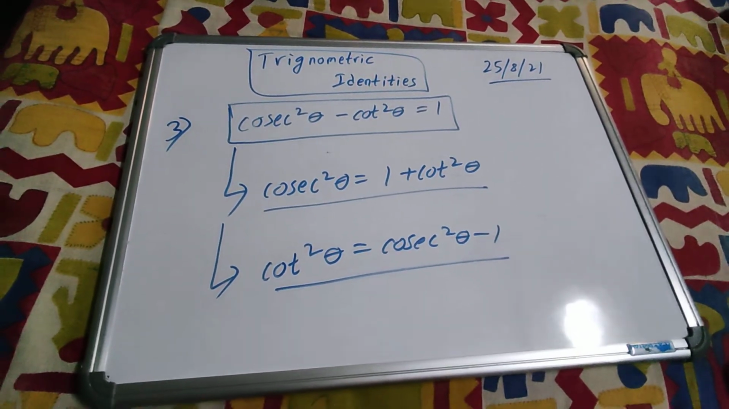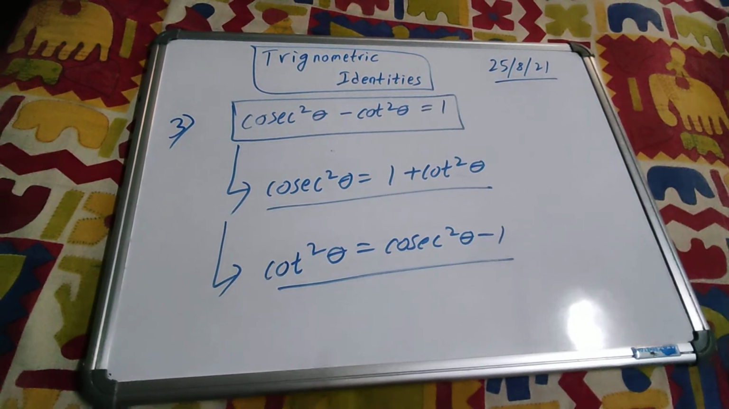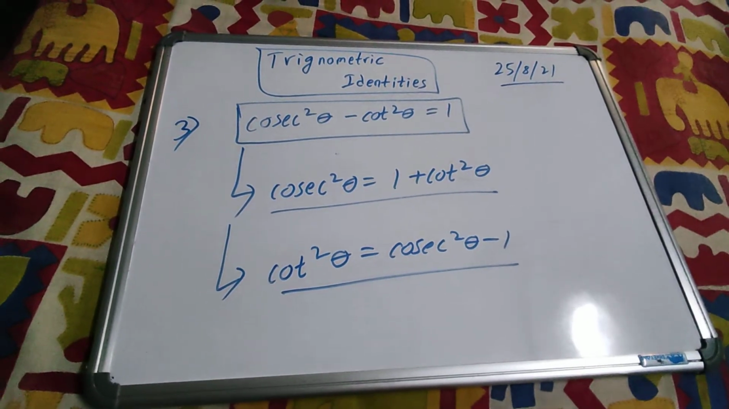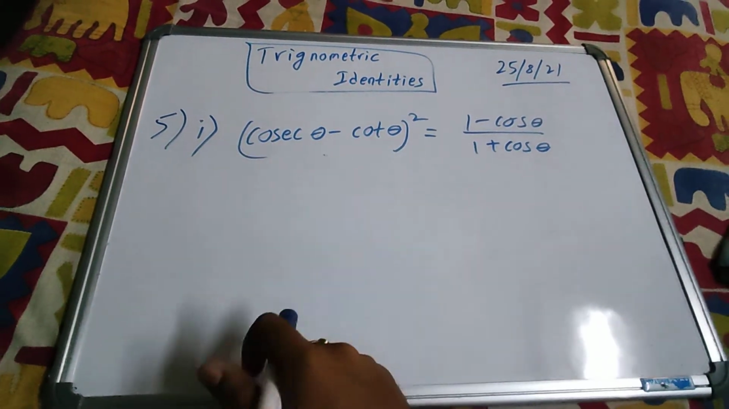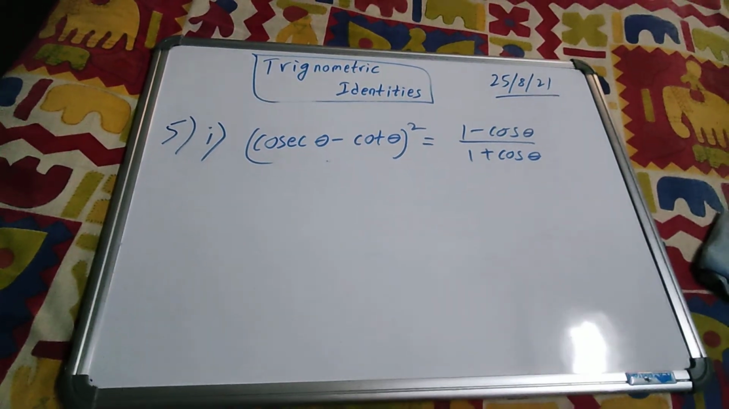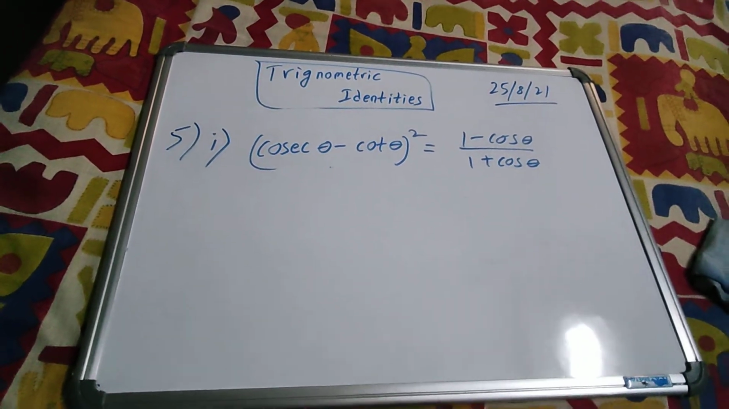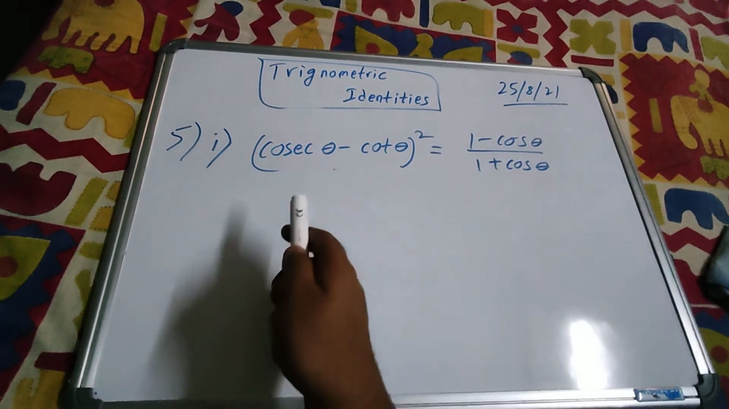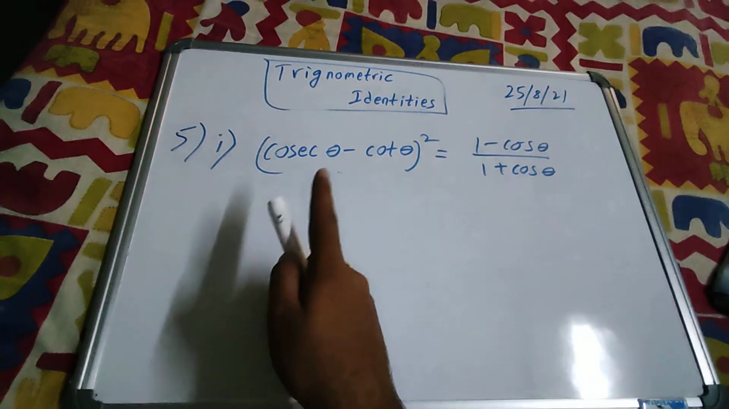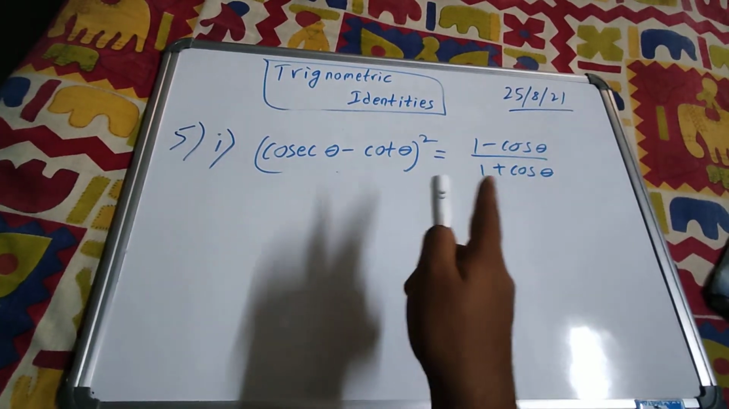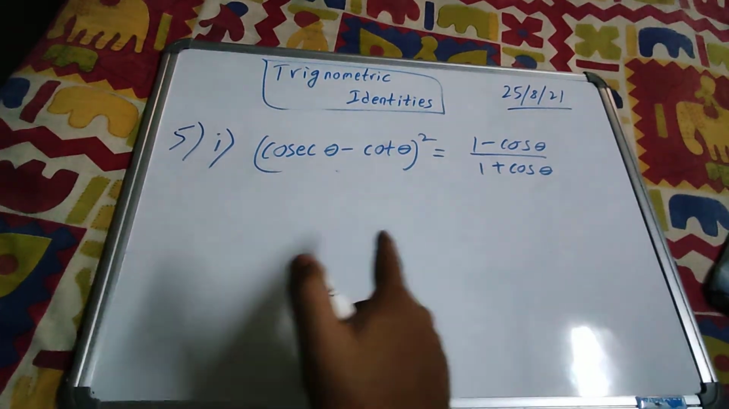As we move on with the sums, you can notice that. Okay, so let's do one sum of the exercise. Notice this sum, 5 part 1. Clear? In this sum it's told: cosec theta minus cot theta whole square is equal to 1 minus cos theta by 1 plus cos theta. We have to prove this sum.